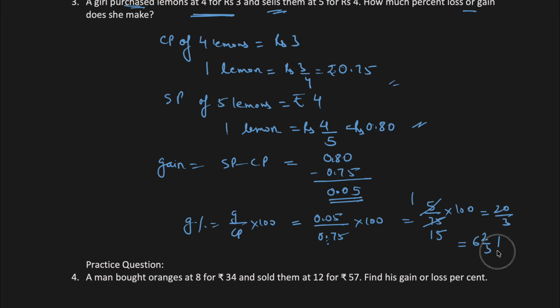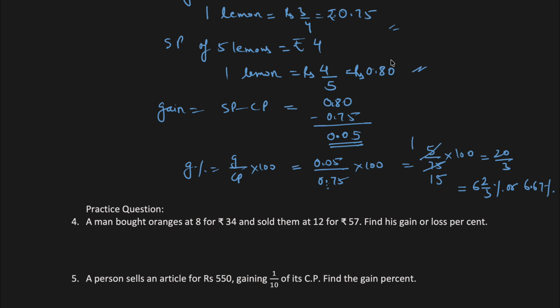6 2 by 3%, or you can also convert it as 6.67%. Okay, students, you can write your answer in both ways, whatever your teacher asks you to do. Both ways are correct. Nothing is wrong. Now, similar type of unitary method question I have given you as a practice question.